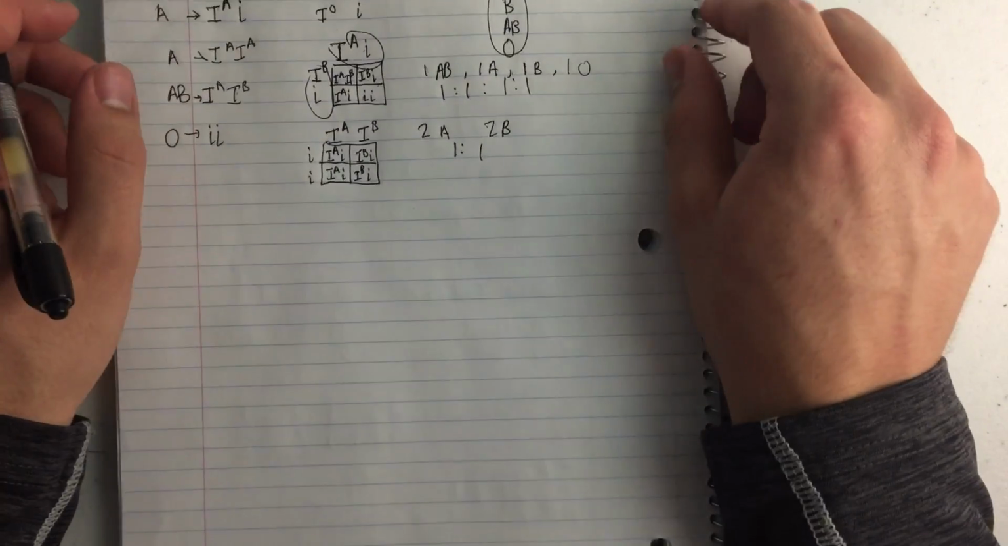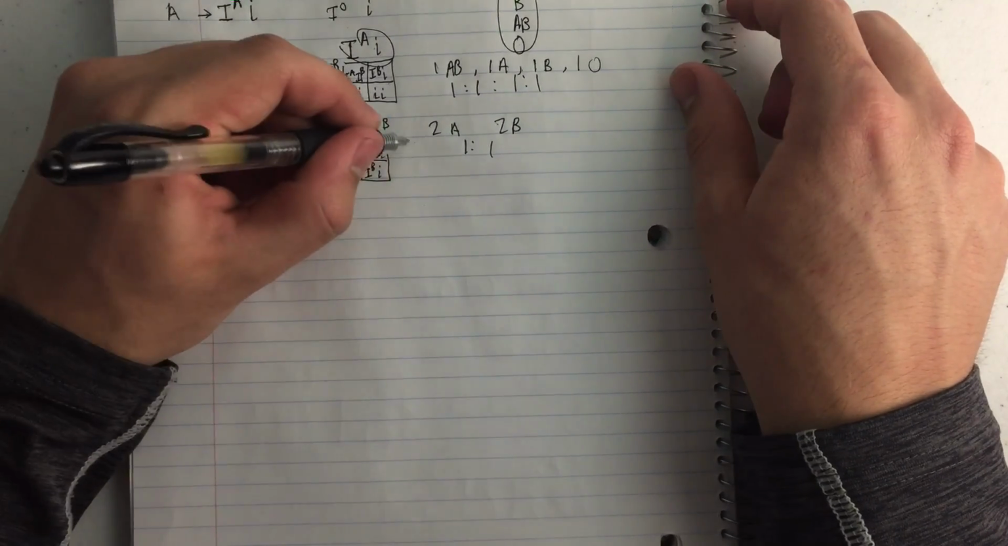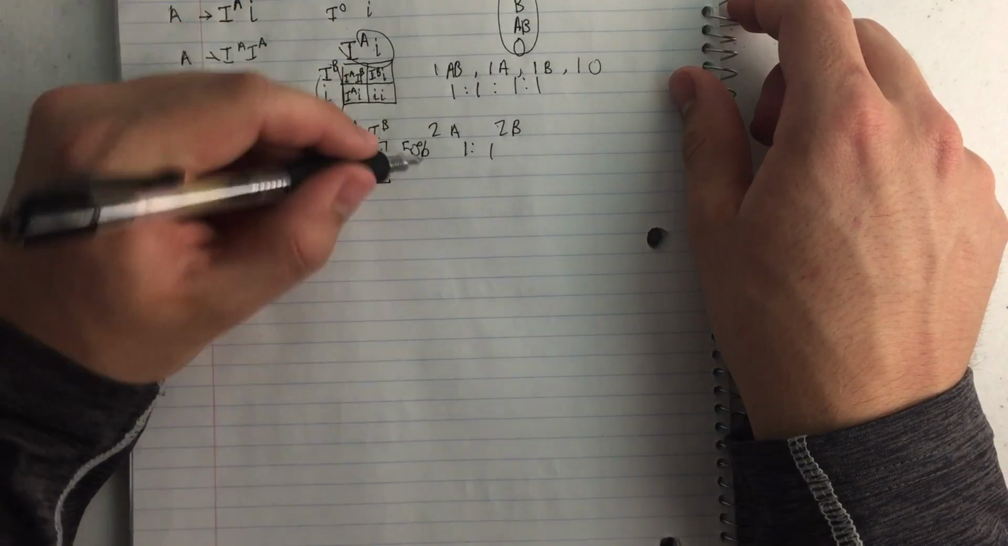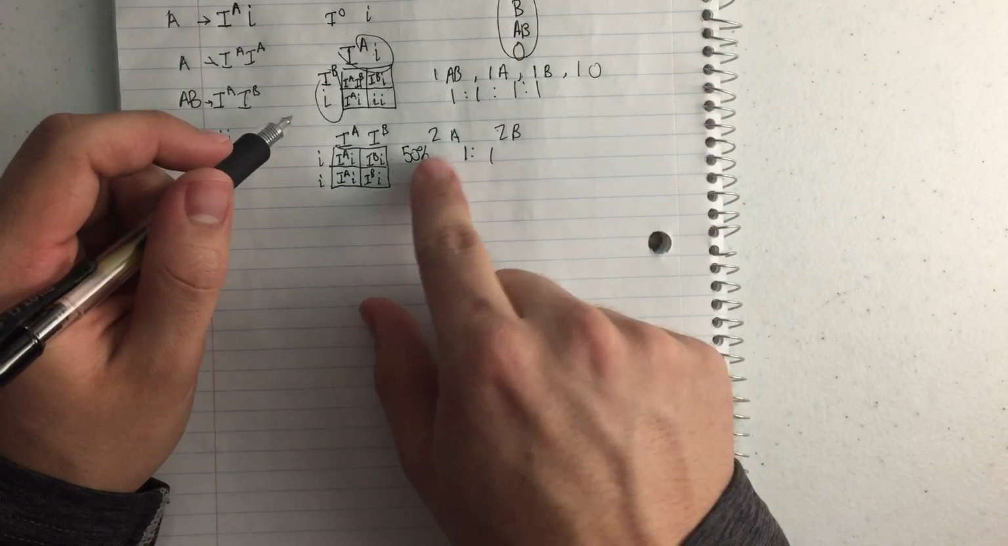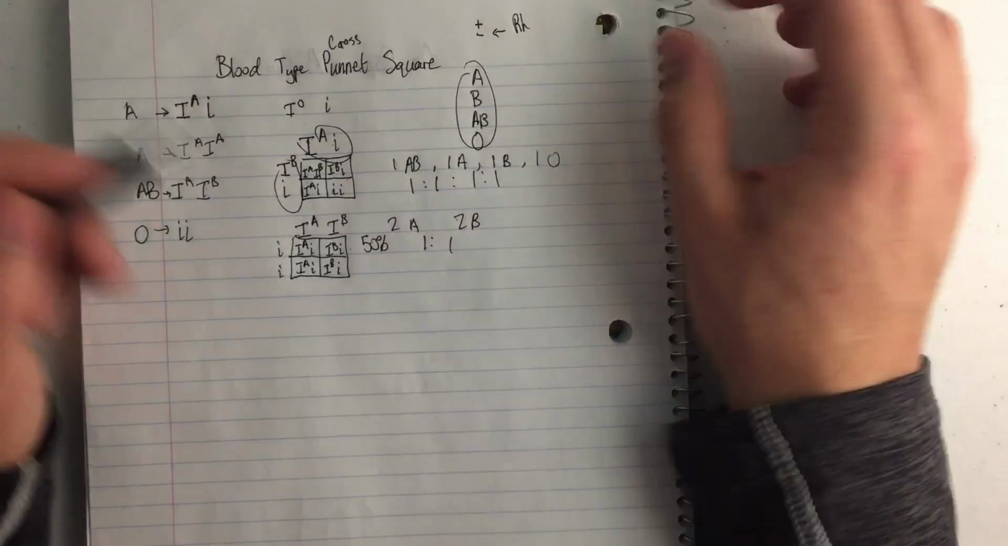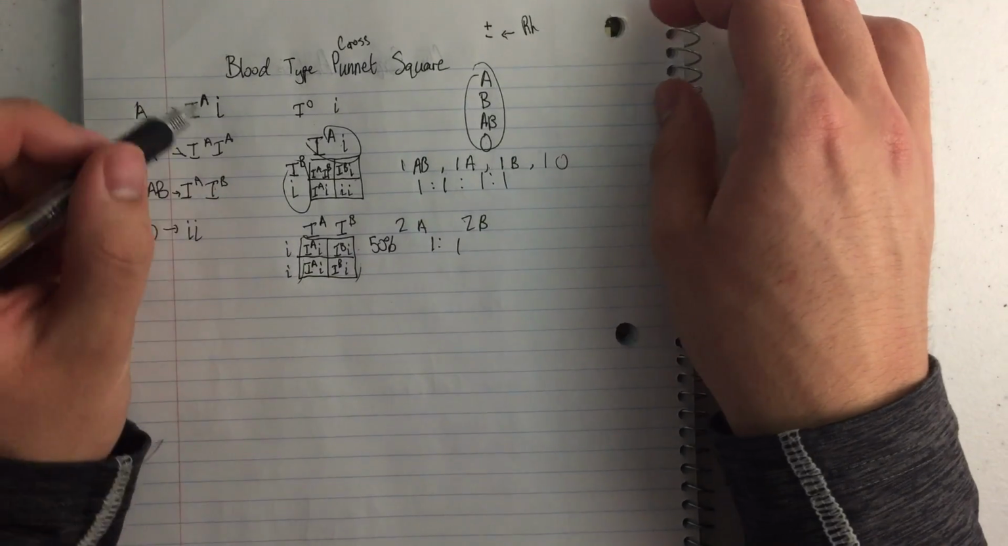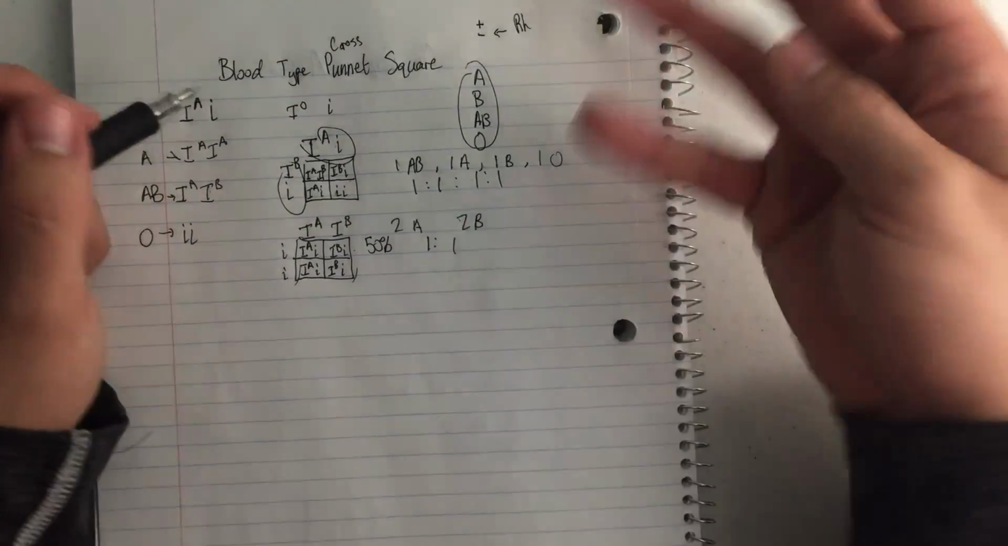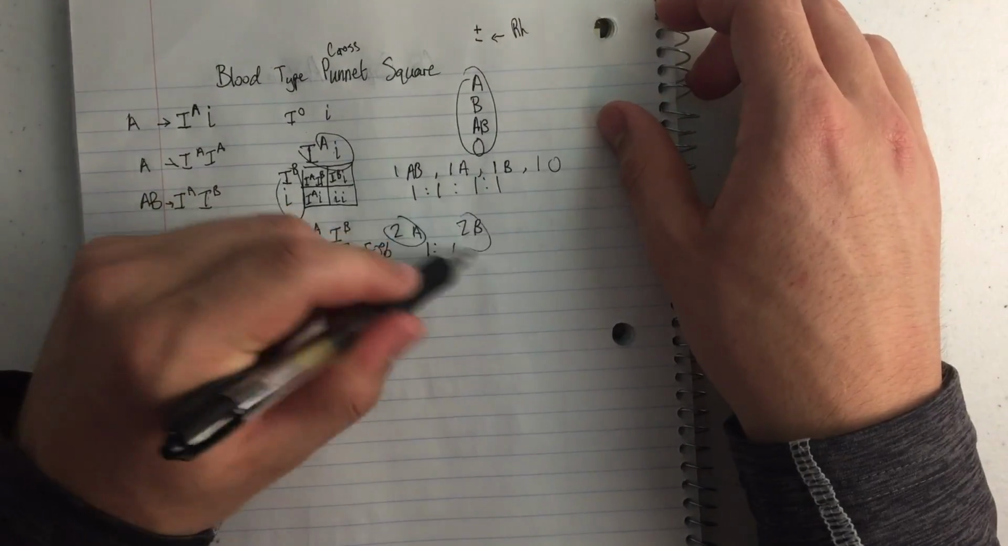So if they had one kid, we'd expect a 50-50 shot at getting either A or B blood. We're not going to have any kids that are AB blood, and we're not going to have any kids that are O blood out of this cross. And if we had 4 kids, we would expect 2 to have type A and 2 to have type B.